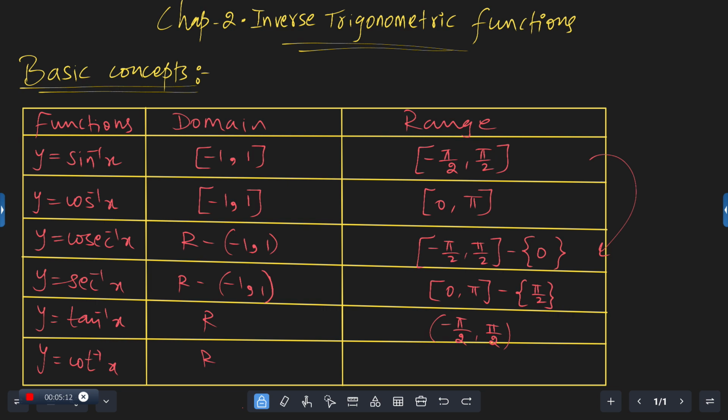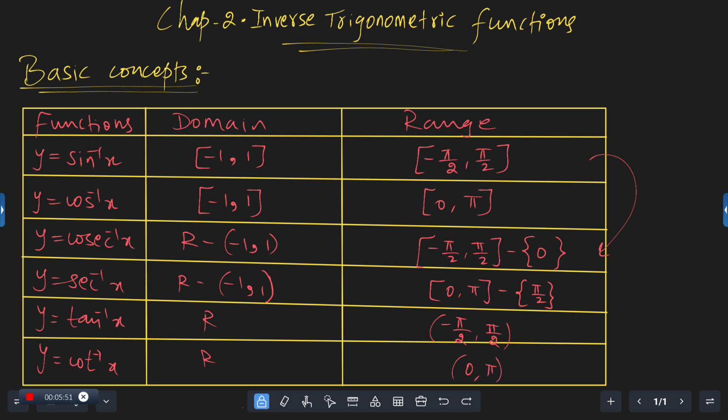Open interval means it does not include the endpoints. What is that y value? You cannot take pi by 2 as a y value. When we have an open interval, you cannot take that number. So pi by 2 is there, but in an open interval you cannot take it as a y value. Then what is x? X will be the domain. Range means y value, domain means x value, don't forget that. In the same manner, here the open interval is 0 comma pi.